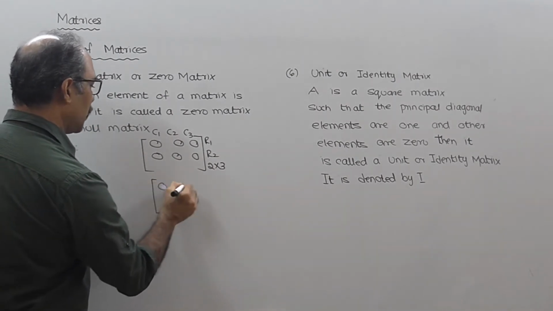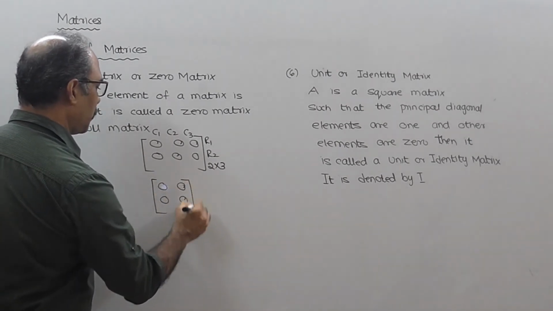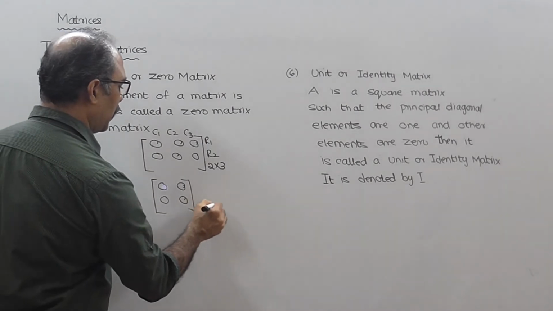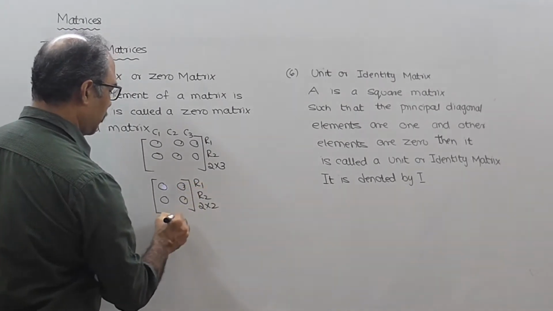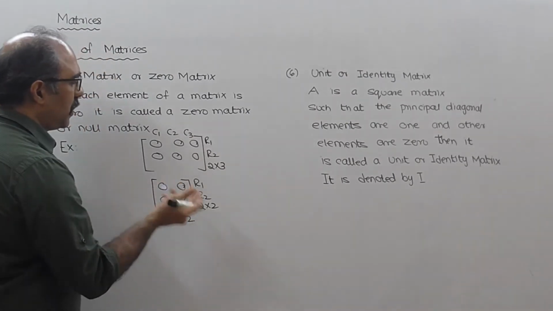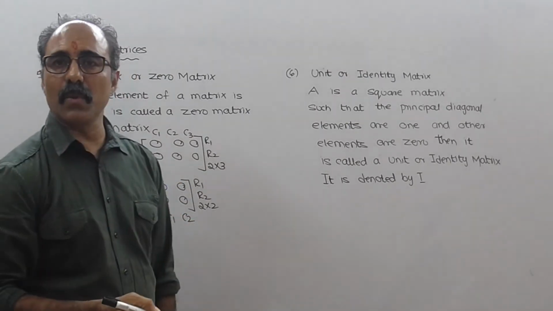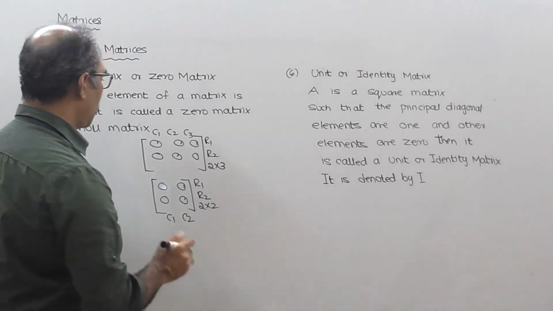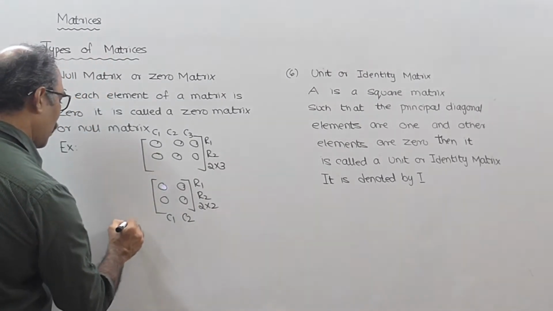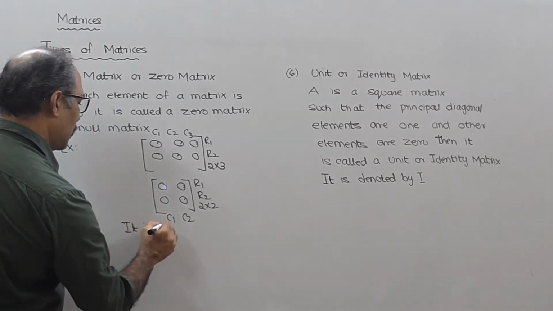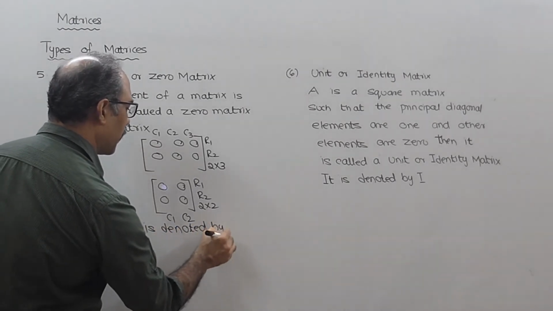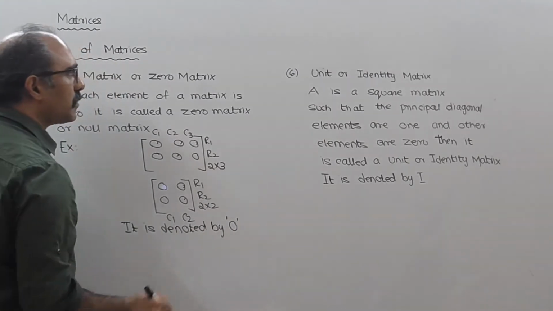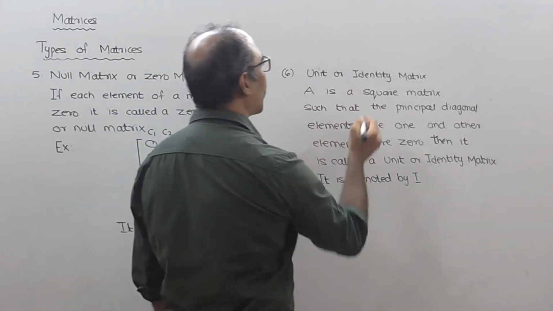It could also be 0, 0, 0, 0. This will be a 2 by 2 matrix because this is my first row, second row, this is my first column, this is my second column. So if all the elements of a matrix are equal to 0, it is called a zero matrix, and you can note that it is denoted by O. Next is unit or identity matrix.